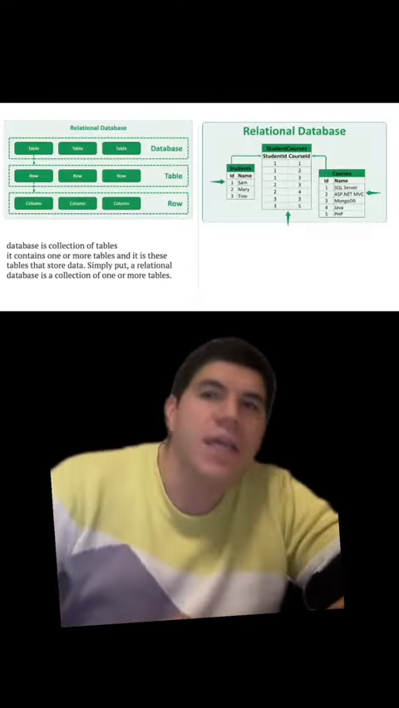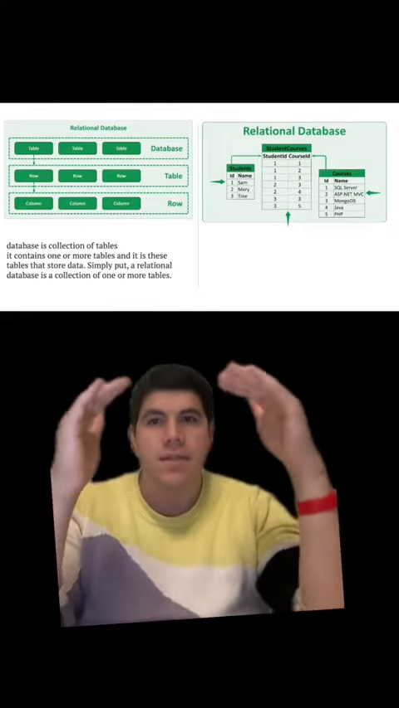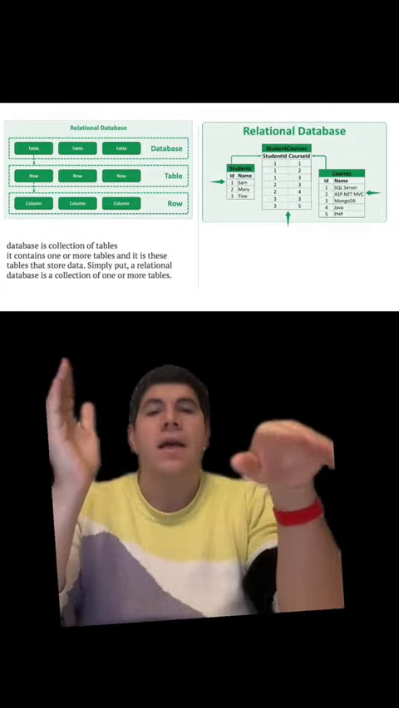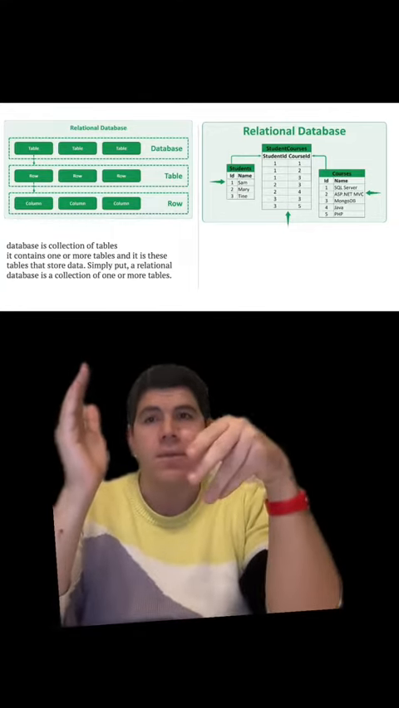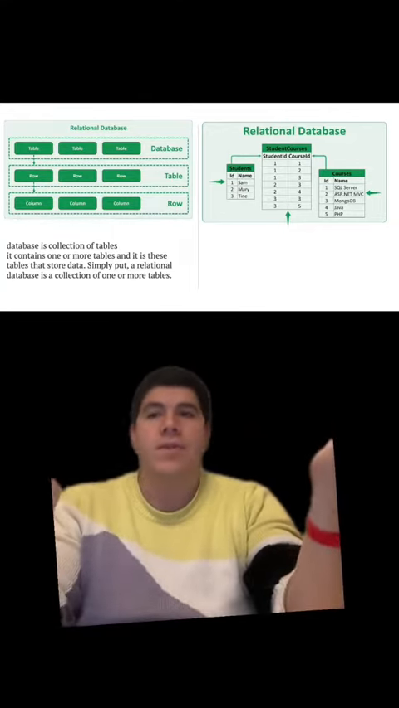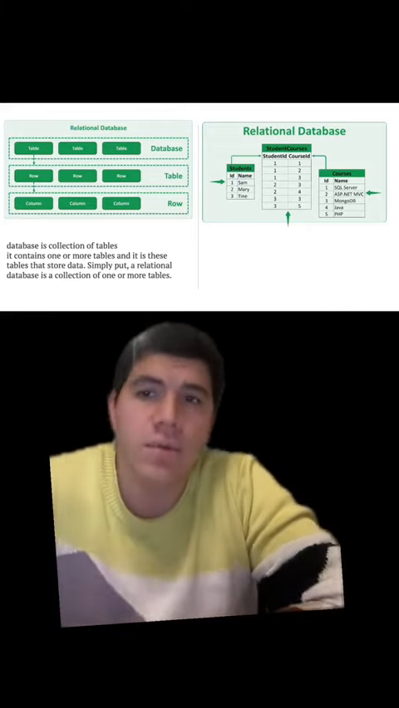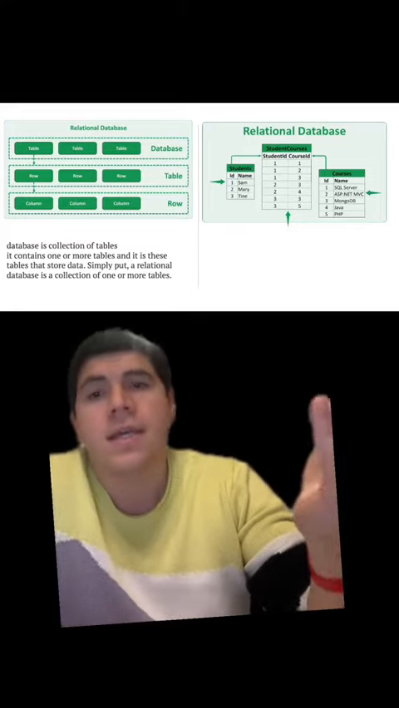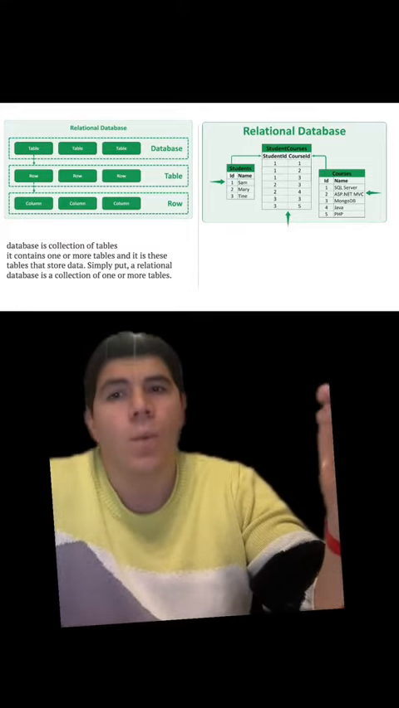Looking at the relational database, imagine you have your database, and then on the second level within the database you have the table, and in the table you have the row on a horizontal line, and for each row, on the vertical line, is a column. What we can say is that a database is a collection of tables, it contains one or more tables, and these tables store the data for us. So in simple terms, a relational database is a collection of one or more tables.